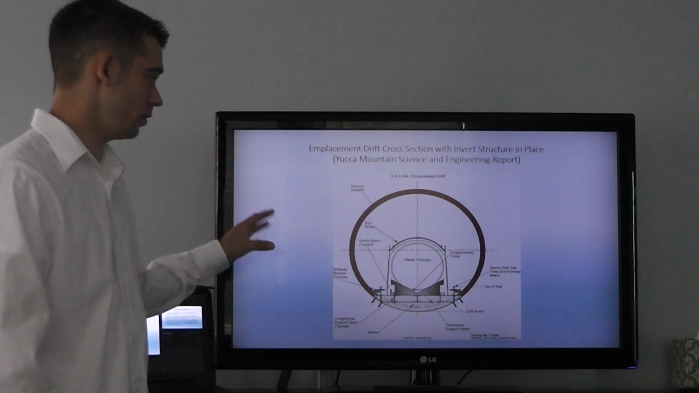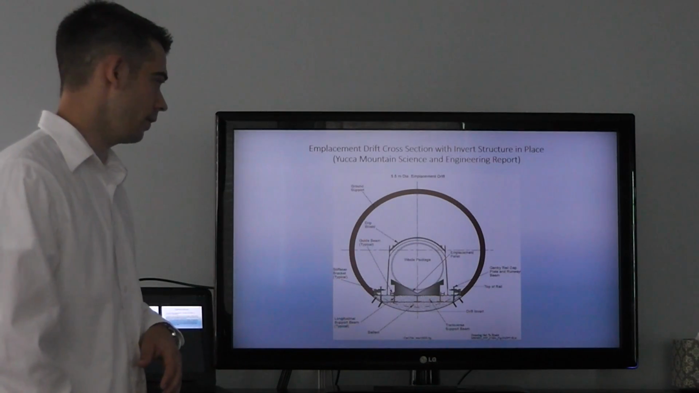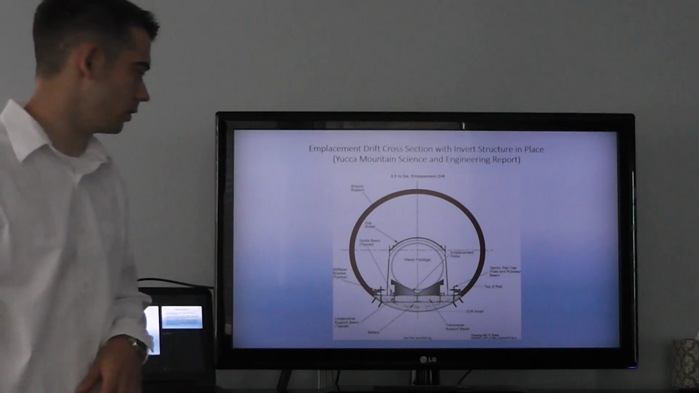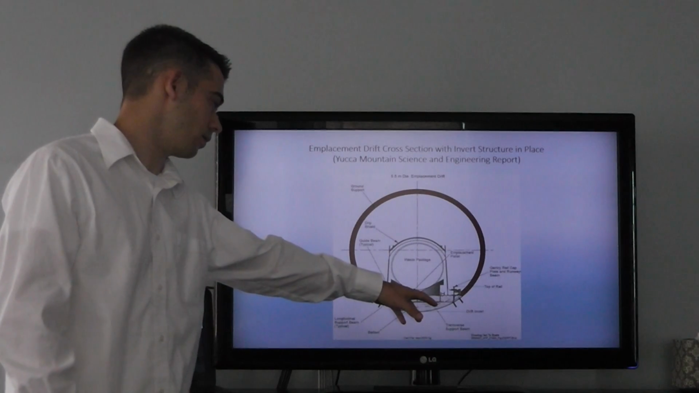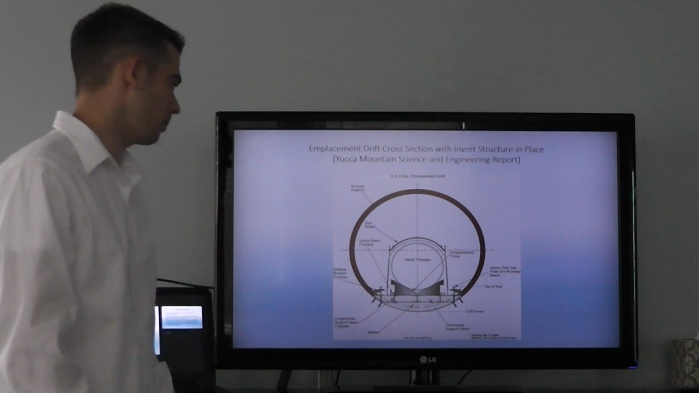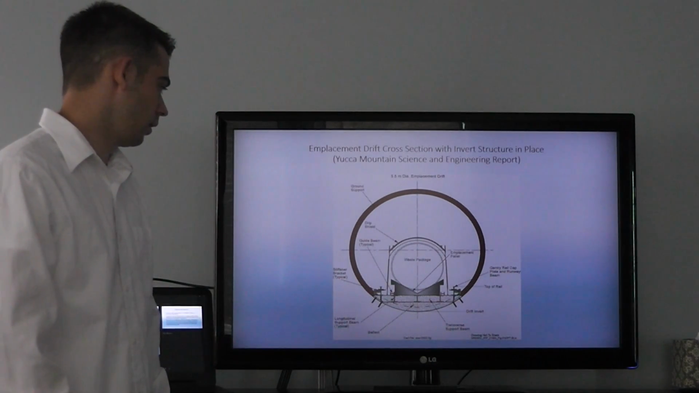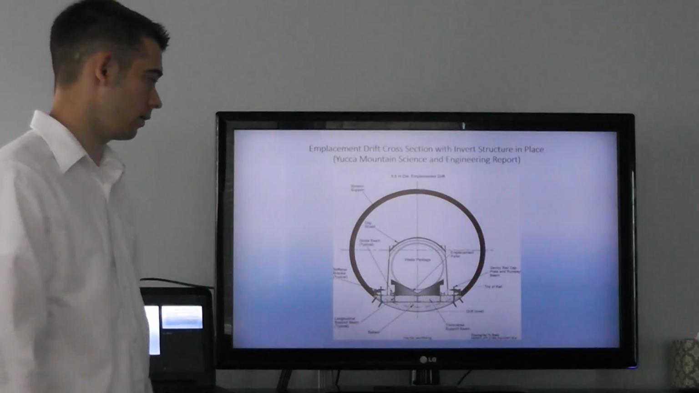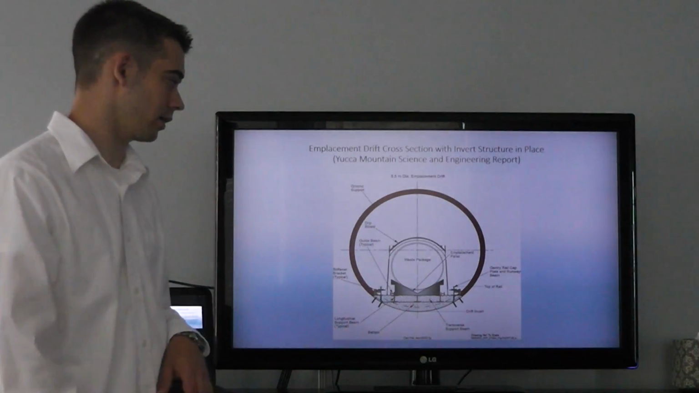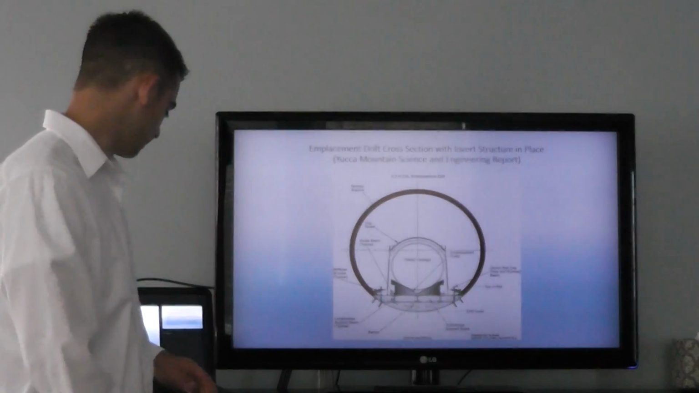Here's an actual cross-sectional view of the emplacement drift and the waste package inside it. You'll have the drip shield, and the crushed ballast underneath. This is the pallet that the waste package is on, and the structural members. It just gives you an idea of what the waste package looks like and the engineered barriers surrounding it.